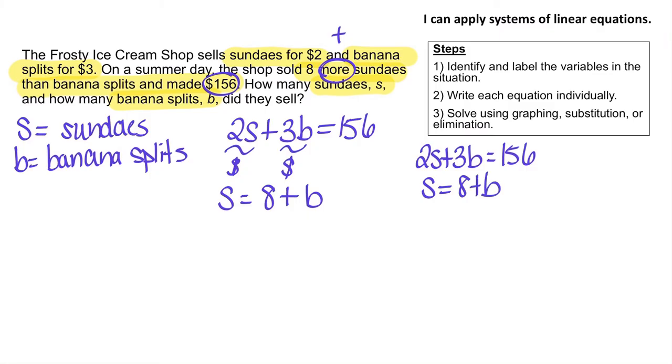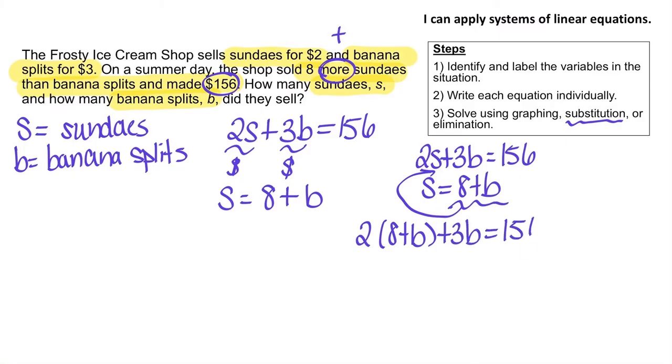So let's look at this system and figure out what would be the best method to solve. It's not really good to use graphing, right? Because we don't have y equals mx plus b form, but we can use substitution, right? Because one of our equations is already solved for a variable. So I can take this 8 plus b and plug it in for s into this equation, which is exactly what I'm going to do. I get 2 times 8 plus b plus 3b equals 156.